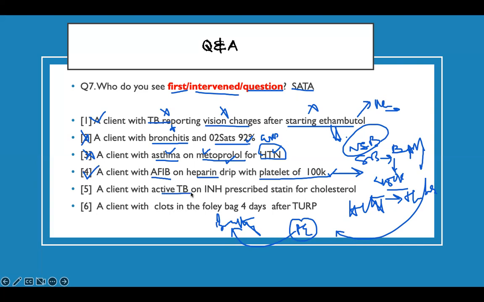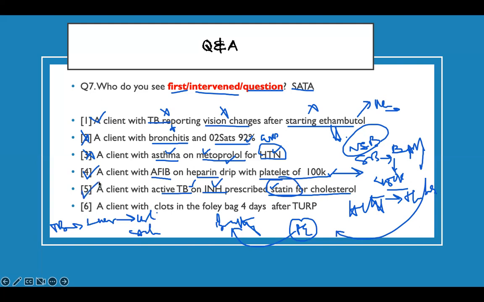A client with active TB on isoniazid prescribed a statin for cholesterol. Buzzwords: TB, isoniazid, and statin. Ask yourself, all TB medications affect your liver. A good statement you should remember: each individual medication has its specific side effect, but all of them affect the liver. If you affect the liver, it causes a little bit of cirrhosis or liver function will increase. Statin is another medication that affects the liver. So you can't have two. You're causing too much injury to the liver.